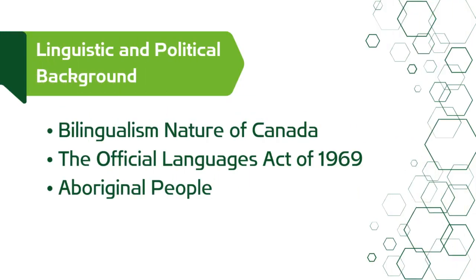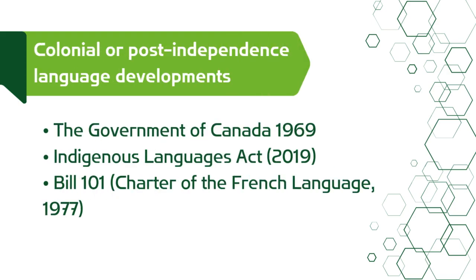So Canada's language policy is said to be unique due to its nature of having official bilingualism, and the Official Languages Act of 1969 mandates that the official languages of the country will be French and English, and this bilingual model supports the reform in public institutions, education, and government services. Second is colonial or post-independence language development.